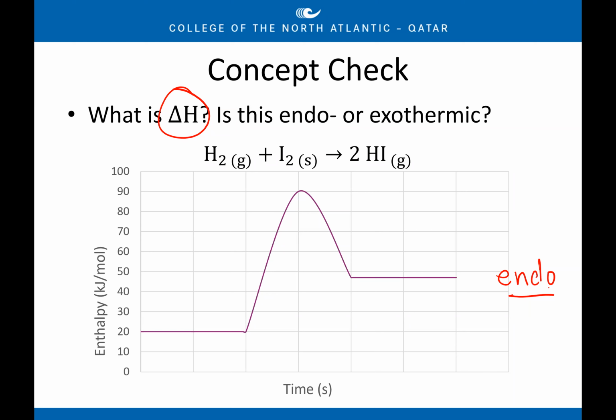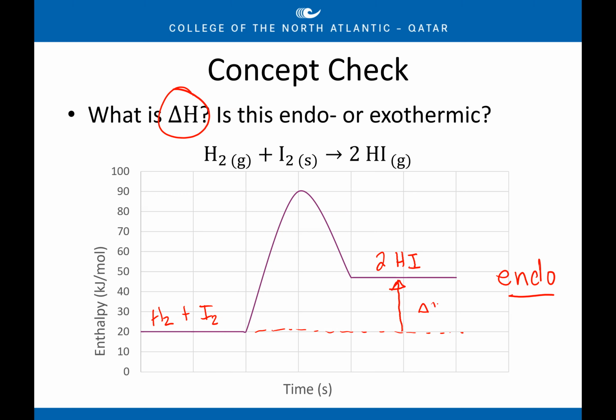Now, how did I know that? Well, my reactants are always on the left. My products are always on the right. Okay. My products are gaining energy. Now, how do I know that? Well, draw my line.